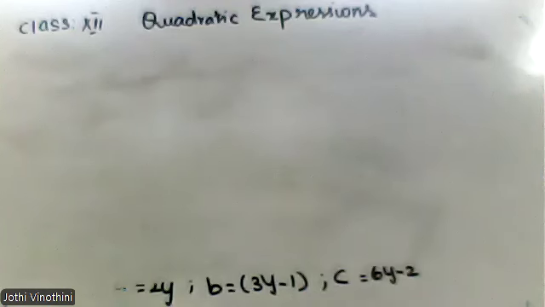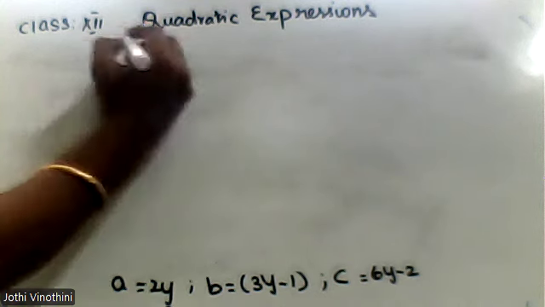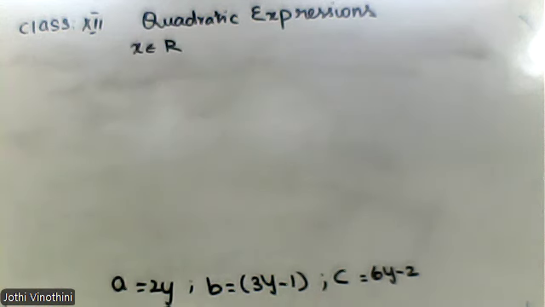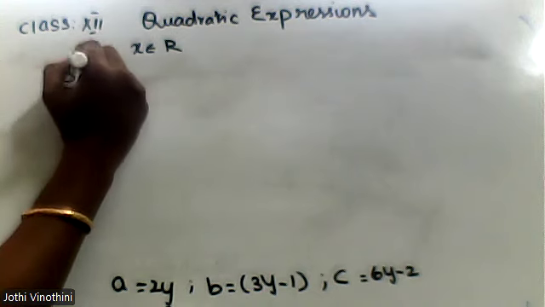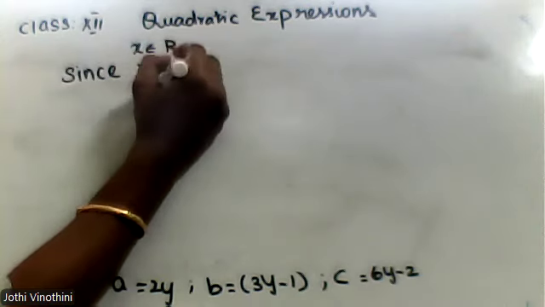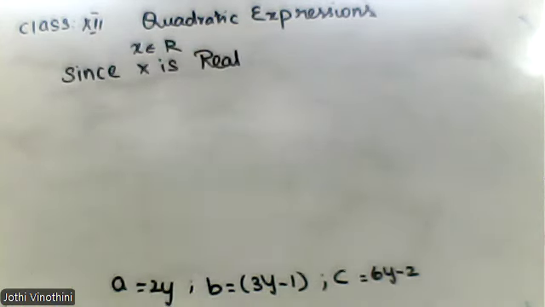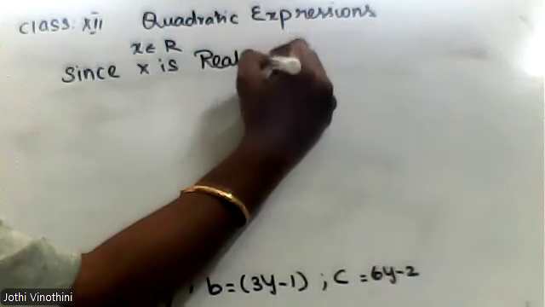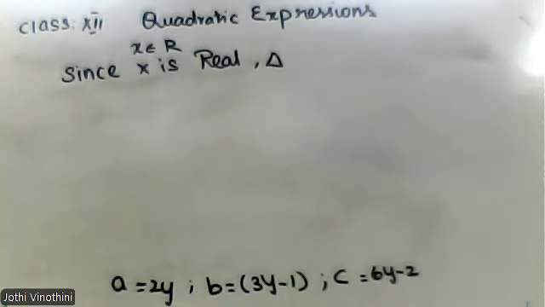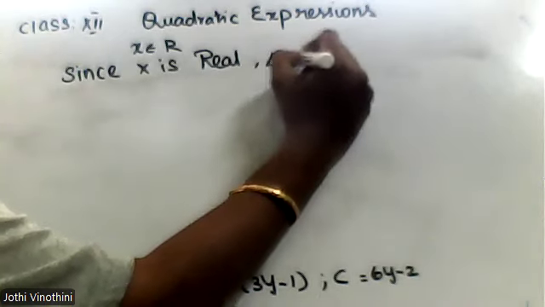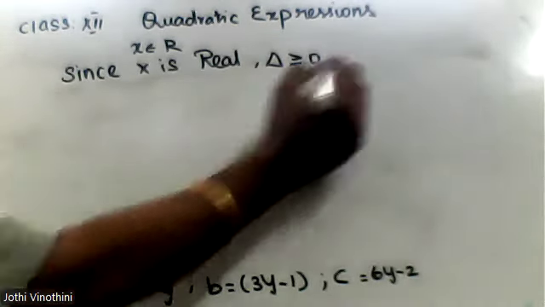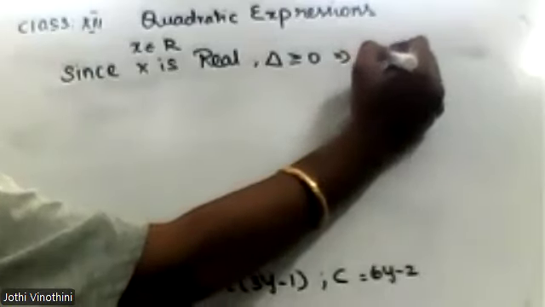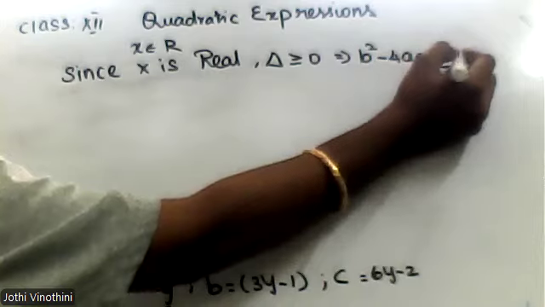Okay. So from the question, what we know is x belongs to the real numbers. So from this we can say, since x is real, delta must be greater than or equal to 0. That means the value of b squared minus 4ac must be greater than or equal to 0.